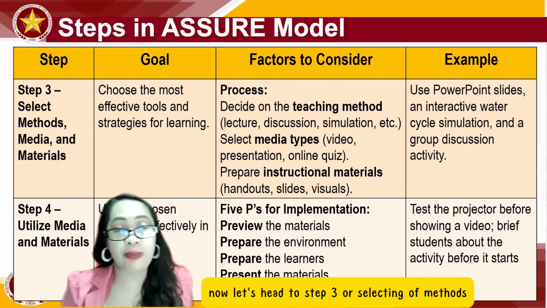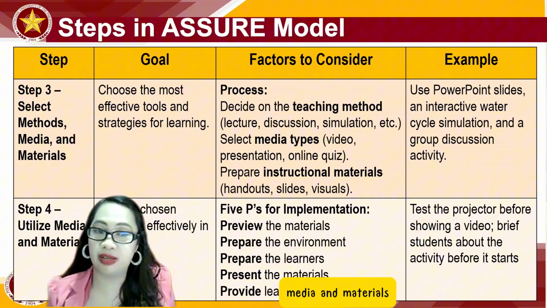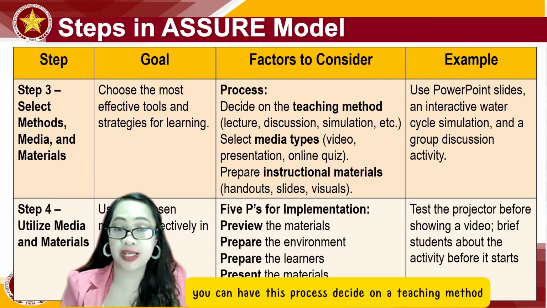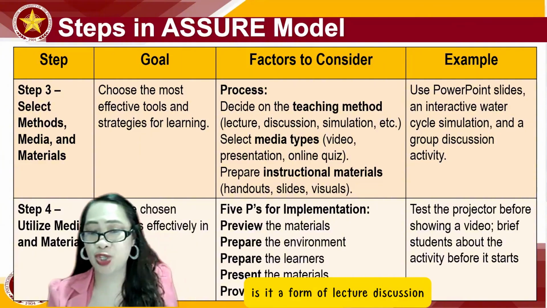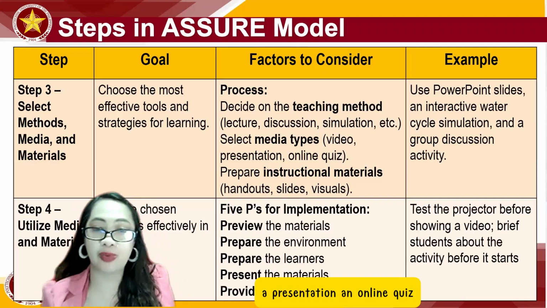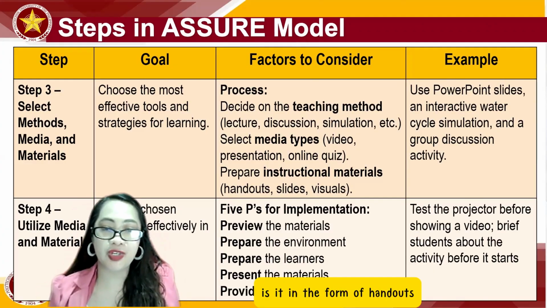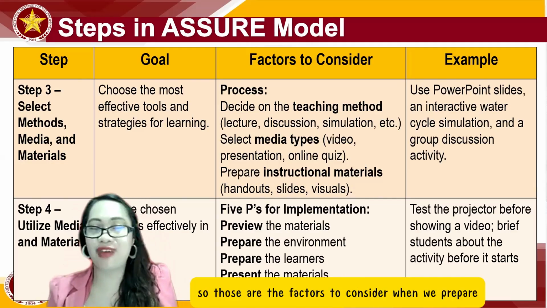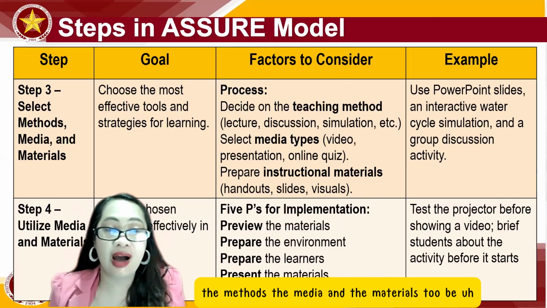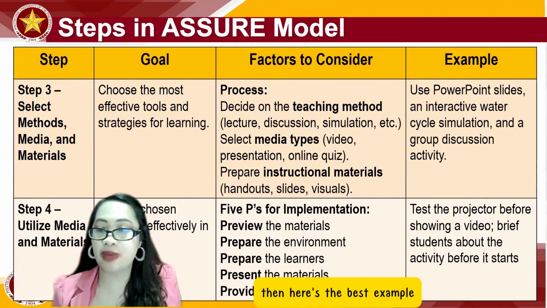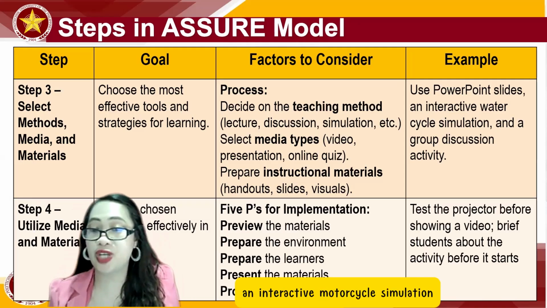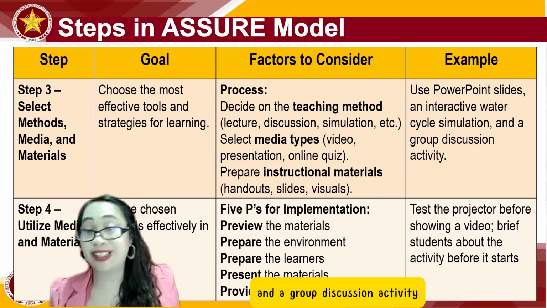Now, let's head to step 3, or selecting of methods, media, and materials. Choose the most effective tools and strategies for learning. We can have this process. Decide on the teaching method. Is it a form of lecture, discussion, simulation, or others? We select media types. Is it a video, a presentation, an online quiz? And then we prepare instructional materials. Is it in the form of handouts, slides, or visuals? So those are the factors to consider when we prepare the methods, the media, and the materials to be used in the teaching and learning process. Then here's the best example. The teacher might decide to use PowerPoint slides, an interactive water cycle simulation, and a group discussion activity.